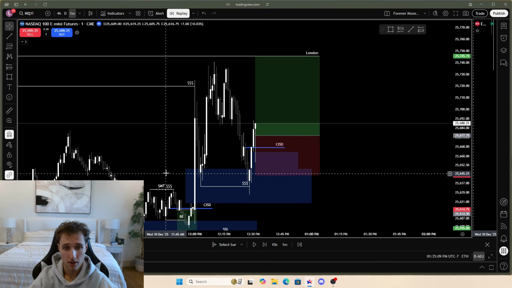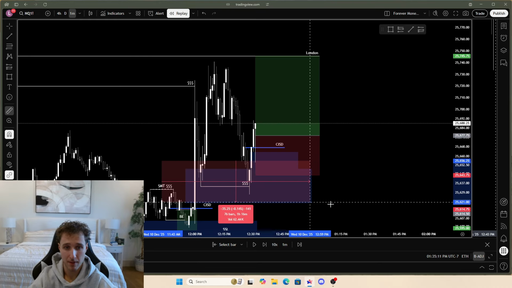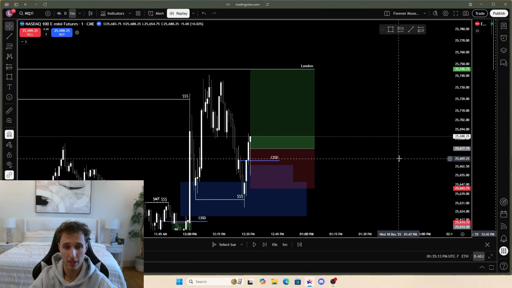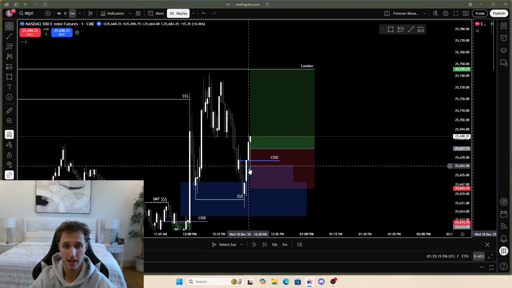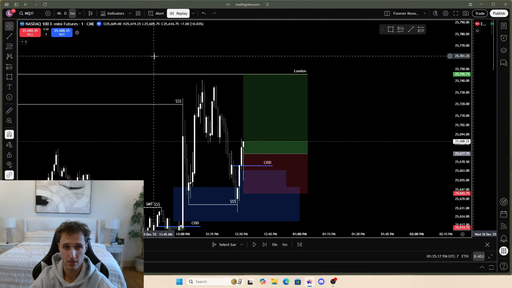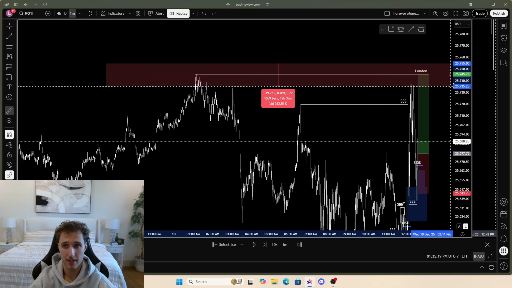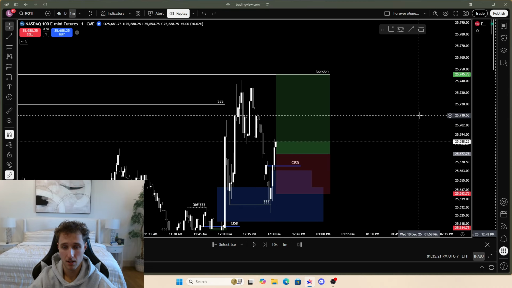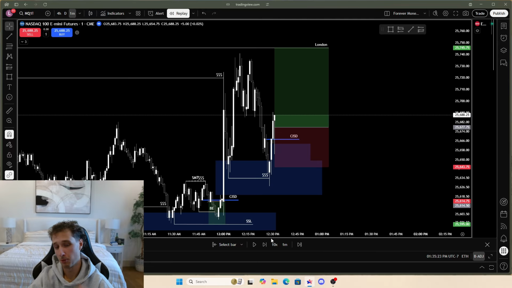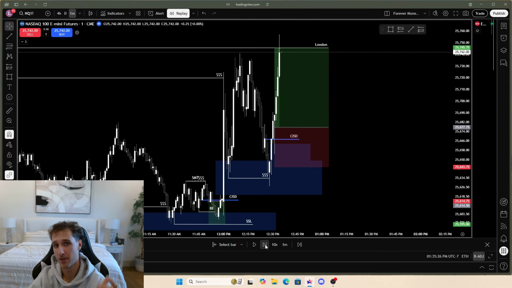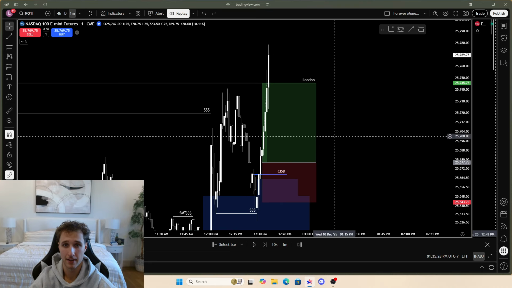But here was my long, right? Manipulation, higher time frame fair value gap, respecting the 5 minute, get above that 1 minute change, respect this 1 minute bullish fair value gap, and get above the down close candles. Obviously bullish, right? We have all this generated buy side liquidity above us. London high is the obvious draw. We're bullish on the higher time frame, and we end up pumping straight to London.